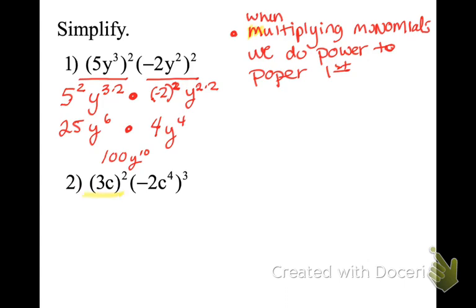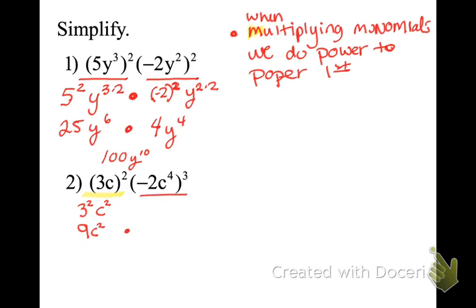Let's continue. So now how do I simplify this first term? How about Dakota? So I did 3 to the second power, and then c to the second power. And what does that simplify to? That simplifies to 9c to the second power. Okay, and then we're going to multiply that.